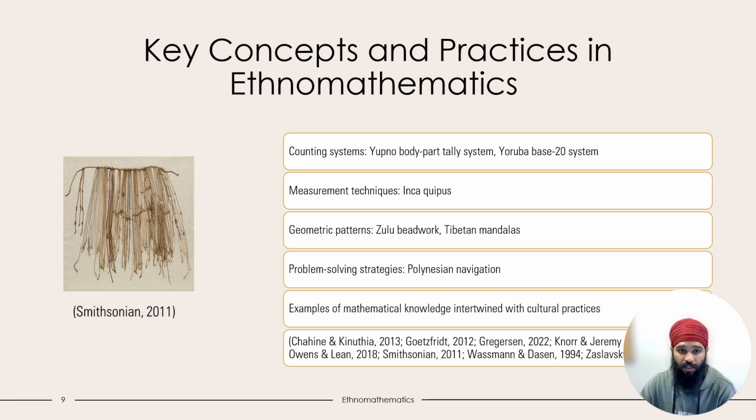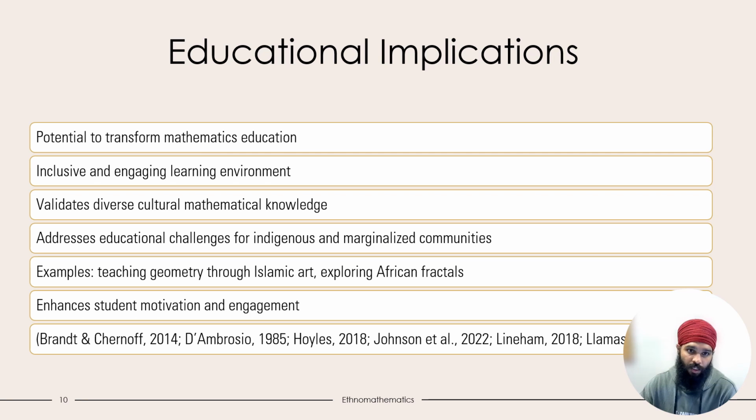A resurgence of traditional navigation techniques in recent years, such as those used by the voyaging canoe Hokulea, highlights the enduring value of these mathematical traditions. One of the most important contributions of ethnomathematics is its potential to transform mathematics education. By incorporating ethnomathematical perspectives into the curriculum, educators can create a more inclusive and engaging learning environment. This approach not only validates the mathematical knowledge of diverse cultural groups, but also fosters a deeper appreciation for the richness and diversity of mathematical thought.